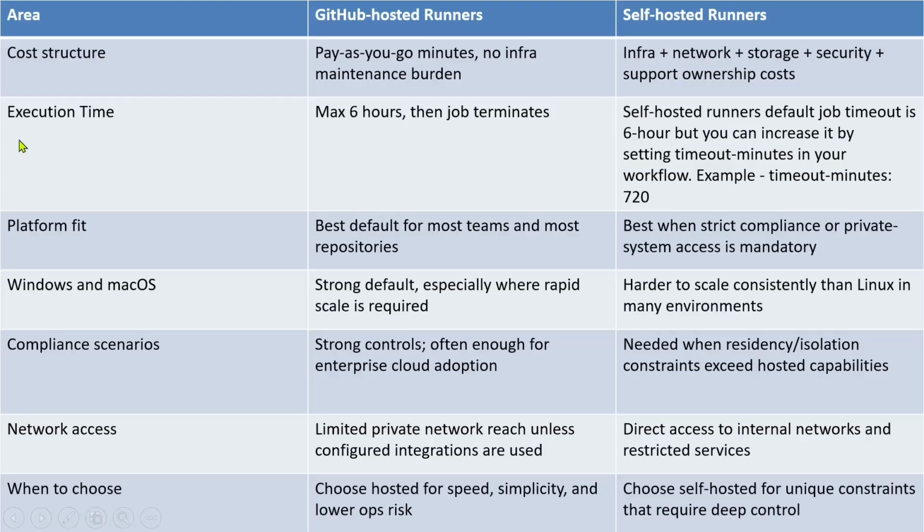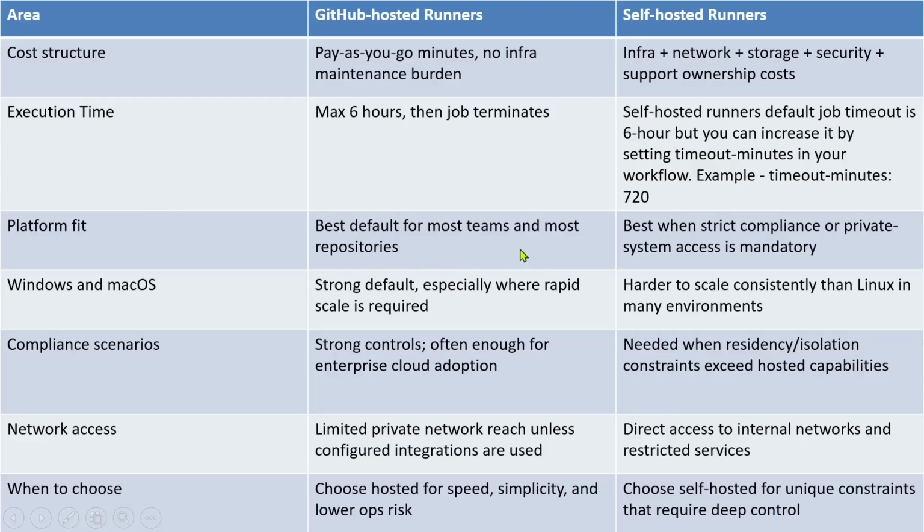Execution time. So GitHub hosted runner currently supports only 6 hours. If a job is running more than 6 hours, it will terminate immediately after 6 hours. Self-hosted runners: the default job timeout is 6 hours, but you can increase it by setting timeout-minutes in your workflow. This is something you can configure in the workflow only, but the default job timeout is 6 hours, but you can increase it.